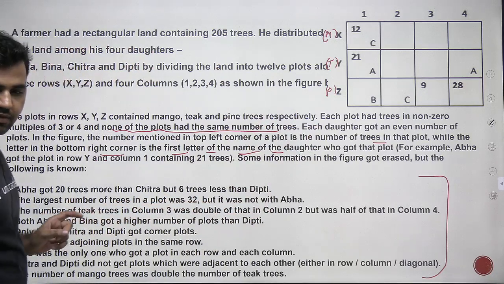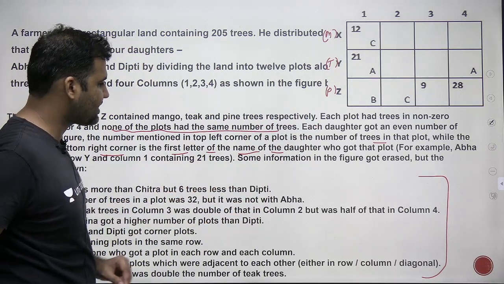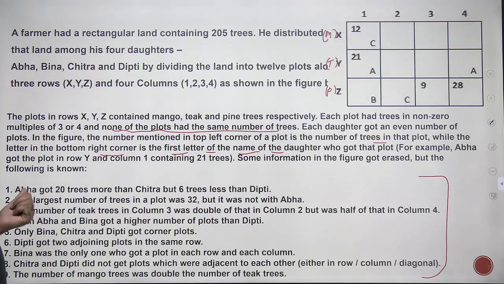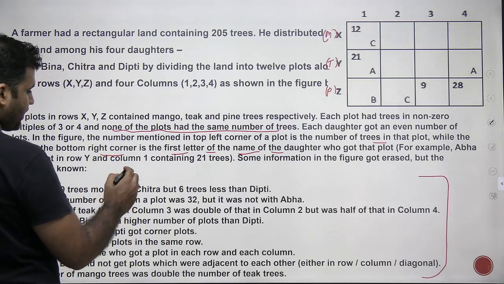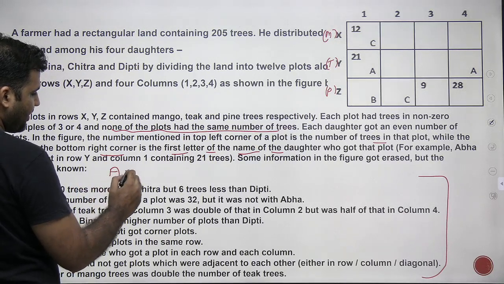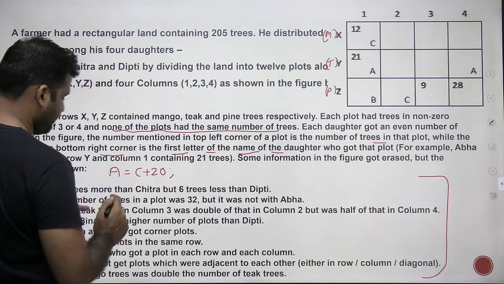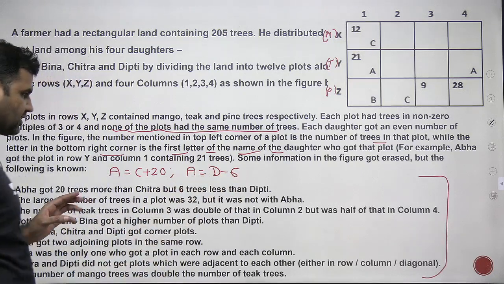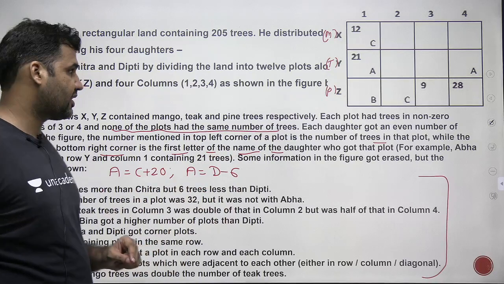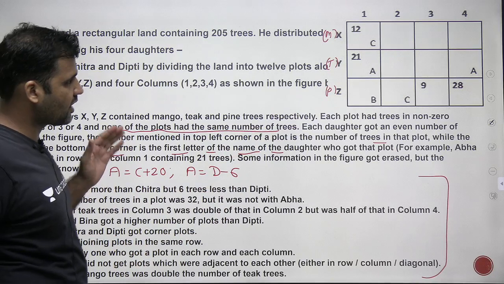Now, look at the first information. It says, Abha got 12 trees more than Chitra, but 6 trees less than Dipti. Okay, it's about the number of trees that Abha got, right? Abha is getting 12 trees more than Chitra. So the number of trees with Abha is 12 more than Chitra, but it is 6 trees less than Dipti. So Abha's number of trees is 6 less than Dipti. So that's how A, C, and D are connected with each other in terms of number of trees. We'll use this information later because right now we don't know the number of trees with Abha and all.